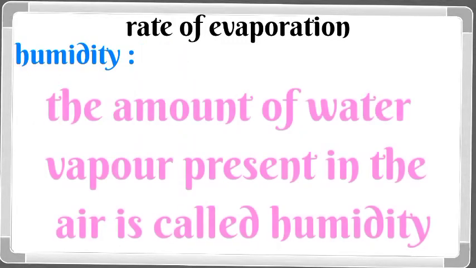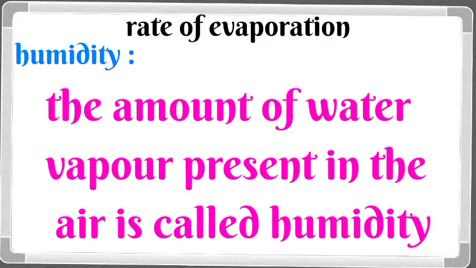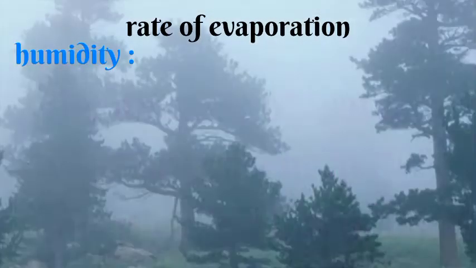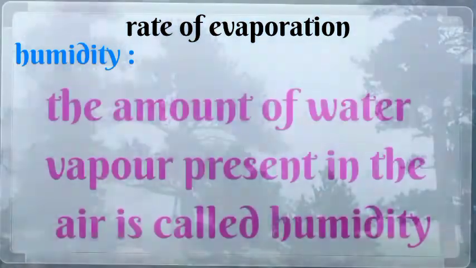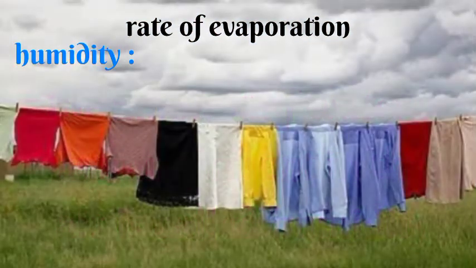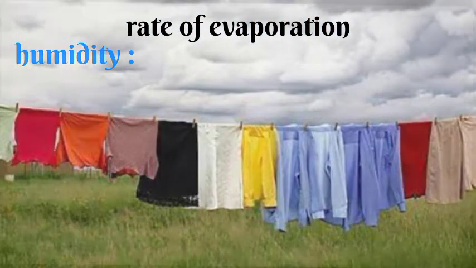Humidity. The amount of water vapor present in the air is called humidity. When humidity increases, the rate of evaporation decreases. For example, wet clothes dry slowly on a rainy day than on a dry day.